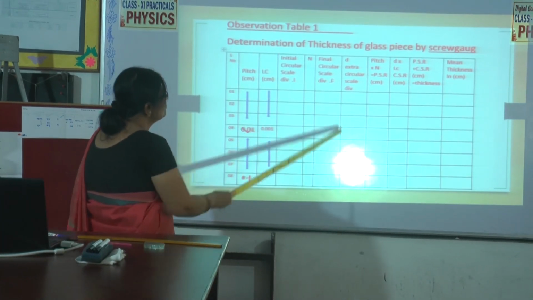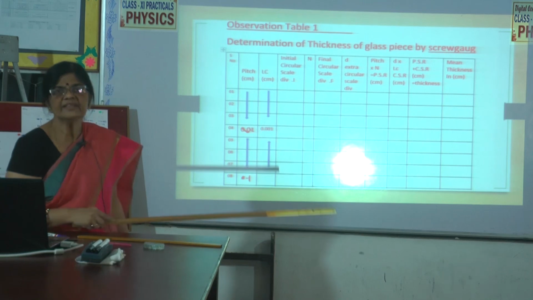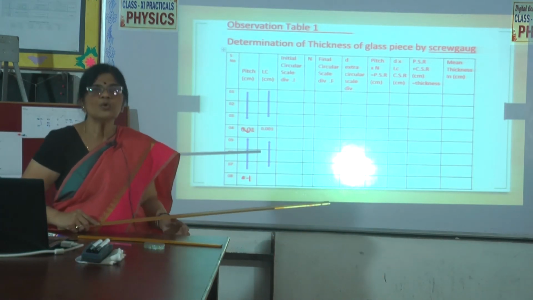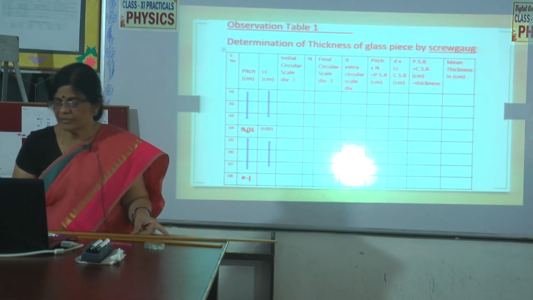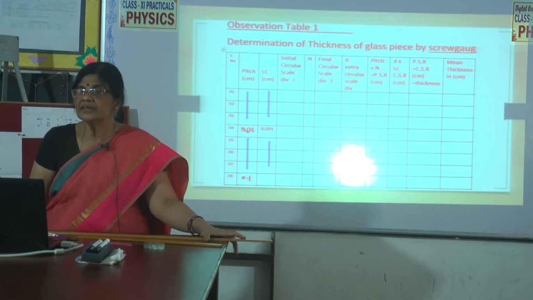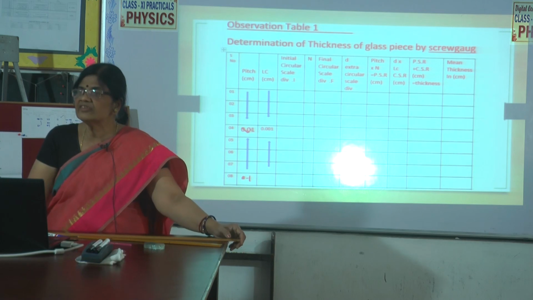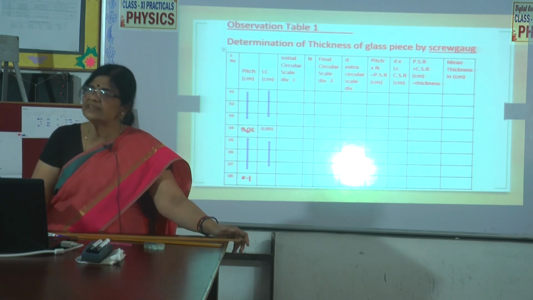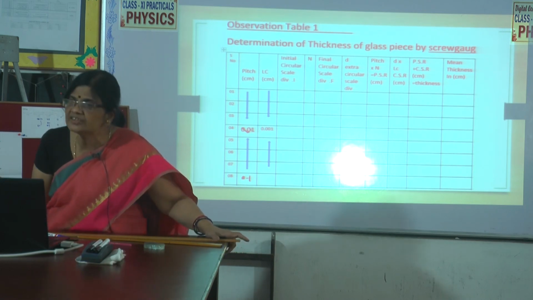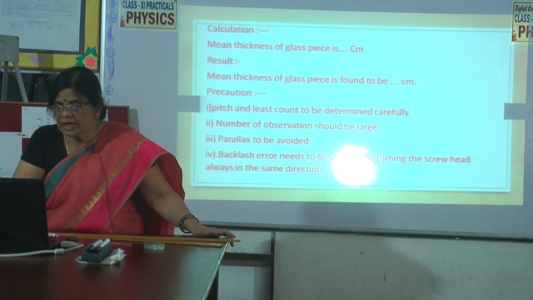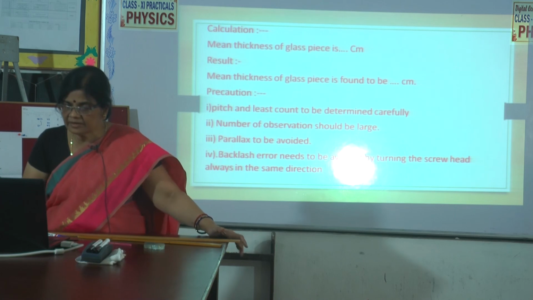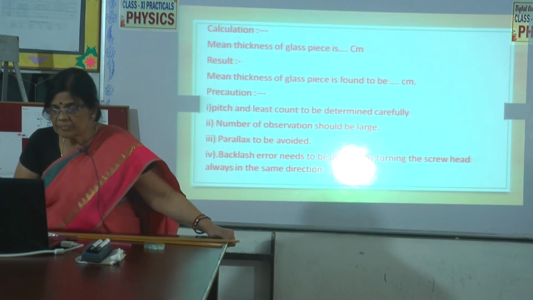So you will have your pitch scale reading more or less the same, and then add the circular scale reading, get the total reading, and then find out the mean. That will give you the thickness of the lamina. Now here, the zero error in the thickness will not cause error, because I also has the error, F also has the error, so you are taking a difference, right? Now the calculation of mean thickness, we calculate, and then you will have the precautions.